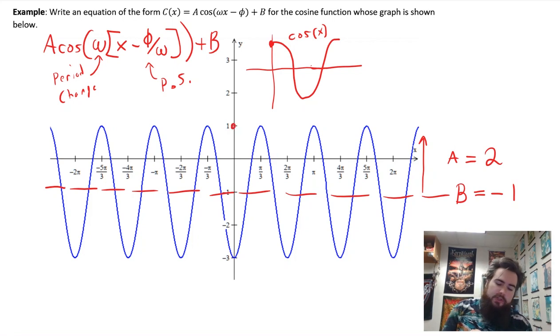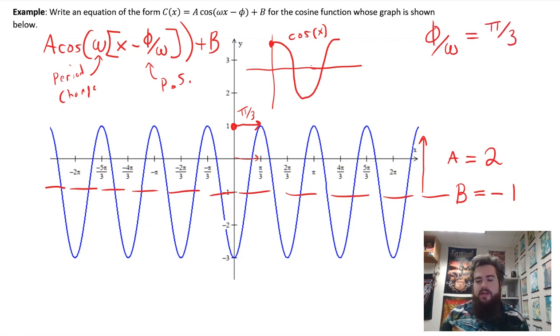If I, for example, choose that I have moved from the y-axis over to the right this much, in this case, that amount would be a distance of pi thirds based on the x-axis here. That means that I would define my value of phi over omega as pi thirds. That would be my phase shift. If, however, you chose a different phase shift, then you are going to have a different value for phi over omega, and your equation is going to look slightly different.